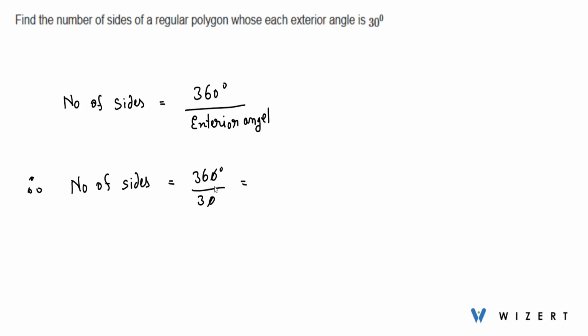So 0 and 0 will cancel out each other and we will have 12. Therefore, number of sides of a regular polygon when each exterior angle is equal to 30 degrees will be equal to 12. So this will be our final required answer.